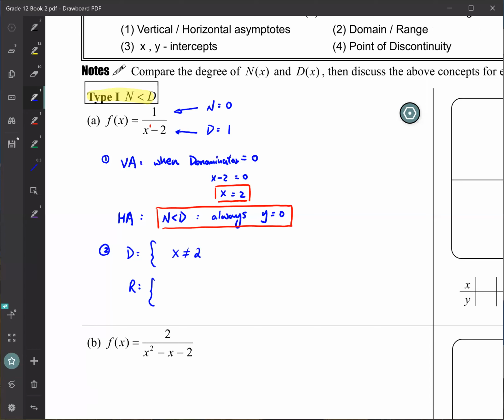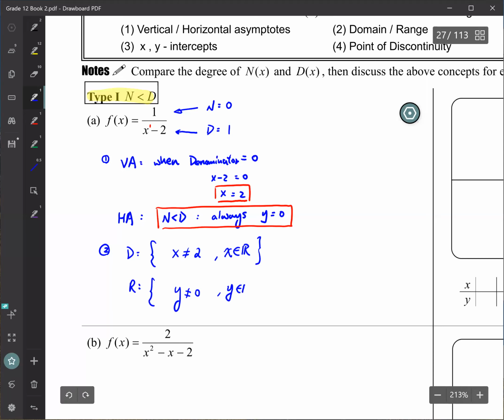Sometimes your teacher will also want you to write x as real number, right, together. So that's okay, right? So what that is saying is x can be anything except 2, okay? And then for range is about y, right? In this case, because horizontal asymptote is 0, so you would say y cannot be 0, and y can be anything else.